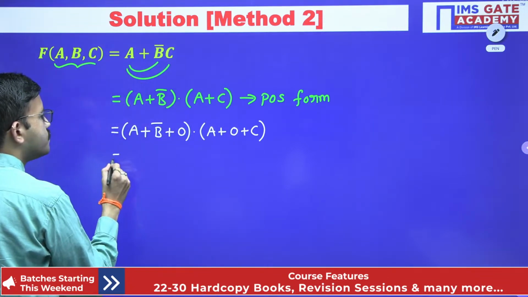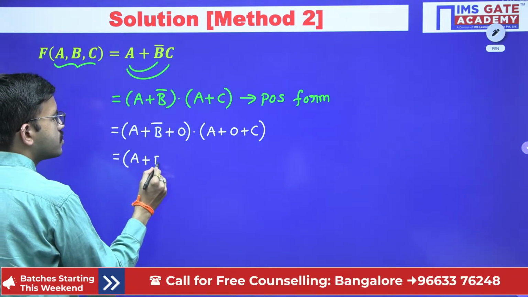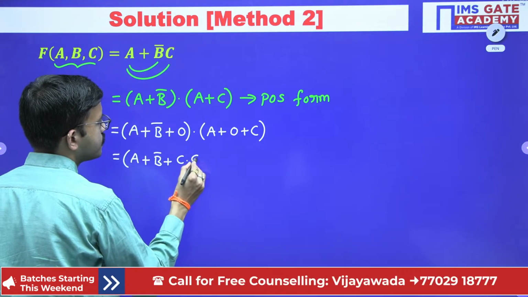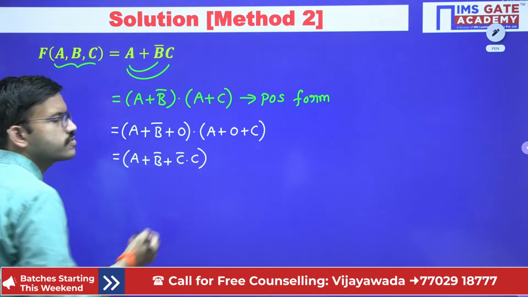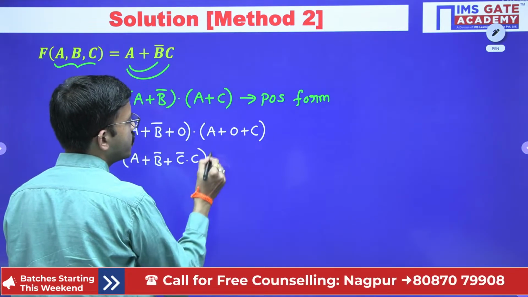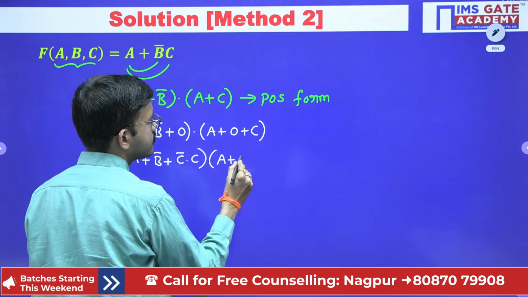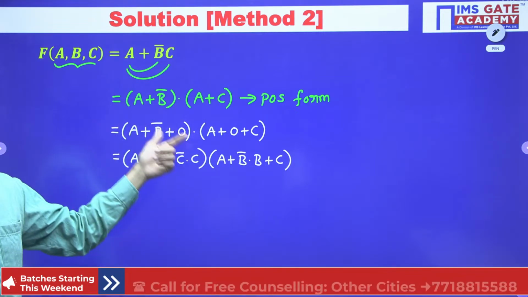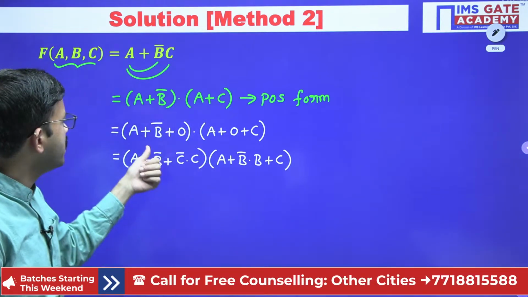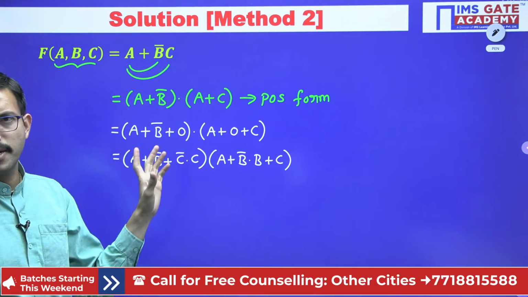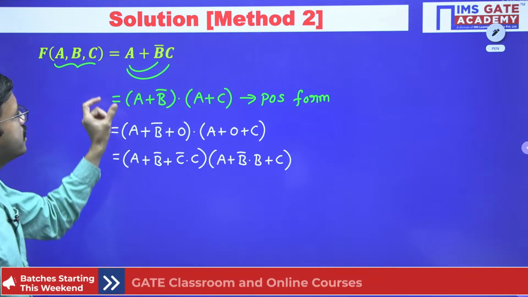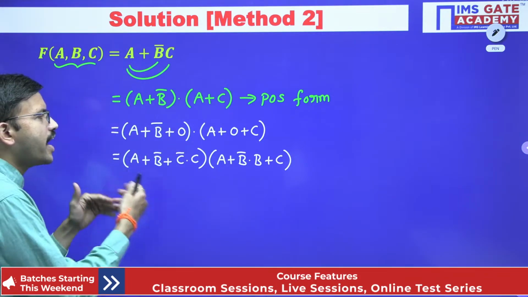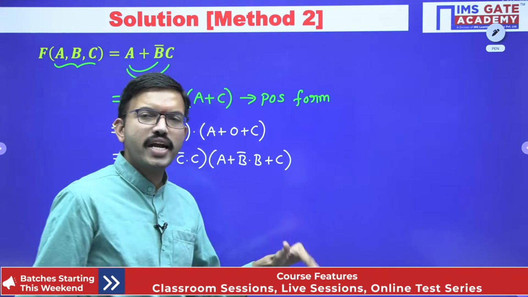Now this 0 you can write in terms of C as C into C bar or C bar into C, anything is fine. Similarly, this 0 you can write as B bar into B. See, previously when you are multiplying with 1, the resultant term will be same. Similarly, here when you are adding 0, the resultant term will be same. Here our intention is, initially we are having the simplified form, now we want to get the standard form, right? So that's why we are adding literals based on the requirement.